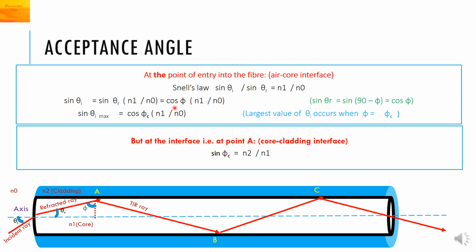Now for an angle theta I max, the critical angle, phi will be equal to phi c. So we can write this as sin theta I max is equal to cos phi c into n1 upon n0. Now we will consider the core-cladding interface, which is a denser and rarer medium. Light is passing from the denser to the rarer medium. We can write down the formula which we had seen in the first video, that is sin phi c is equal to n2 by n1, where TIR is occurring.